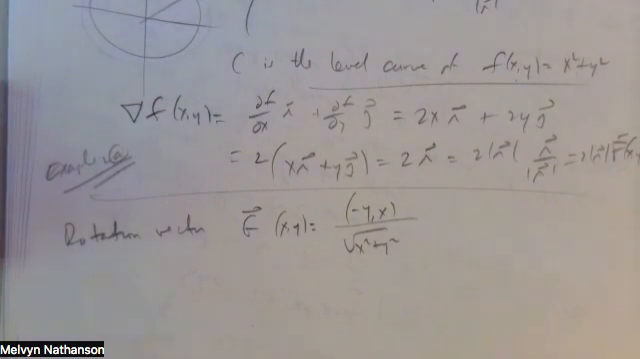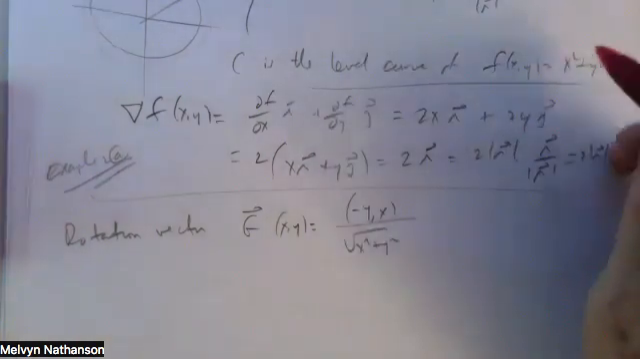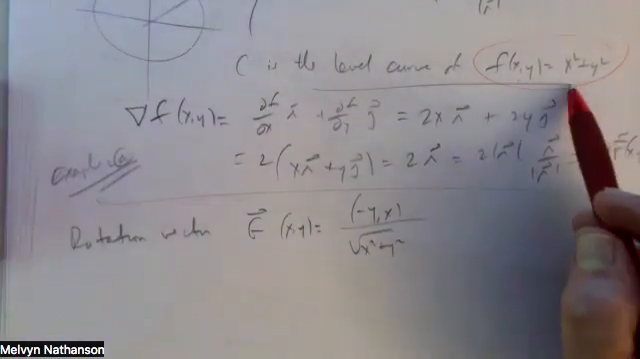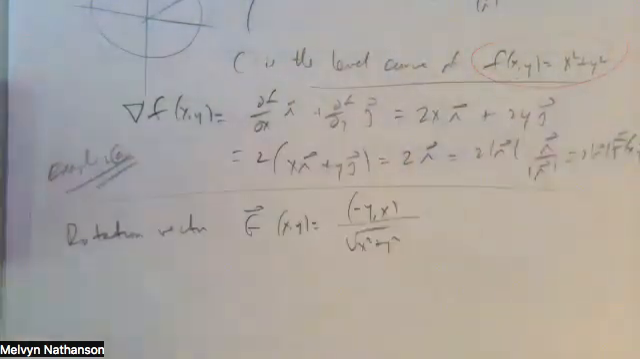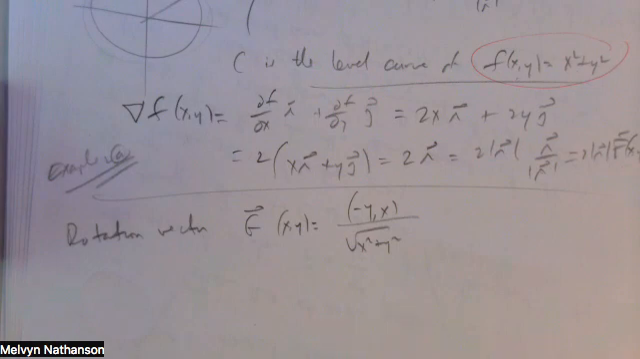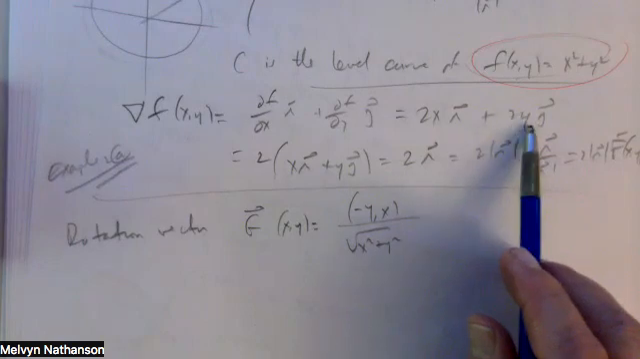So remember the circle C is the level curve of the function x squared plus y squared. It's all points where x squared plus y squared equals a squared. And what is the gradient of f? This is f of x, y. I already calculated the gradient.